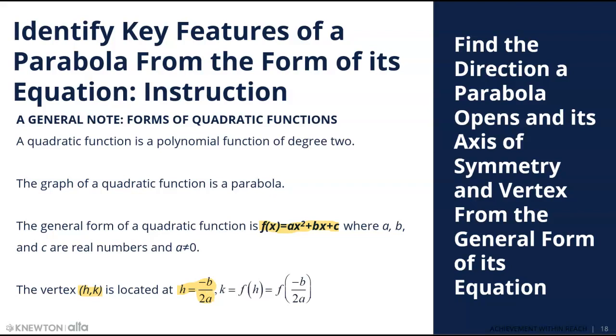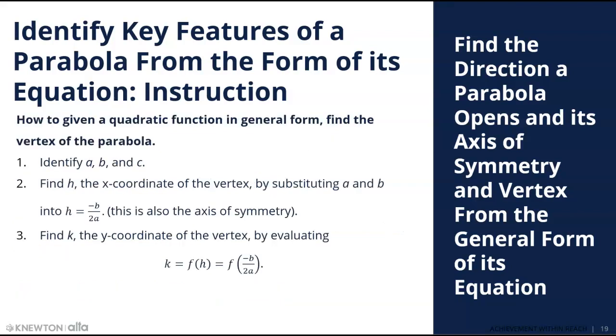And the y-coordinate is just the value of the given function evaluated at the point x equals -b/2a. So if you are given a quadratic function in general form, to find the vertex of the parabola, you first have to identify the coefficients a, b, and c, and then find the x-coordinate of the vertex using the formula h equals -b/2a. Note that this is also the axis of symmetry.